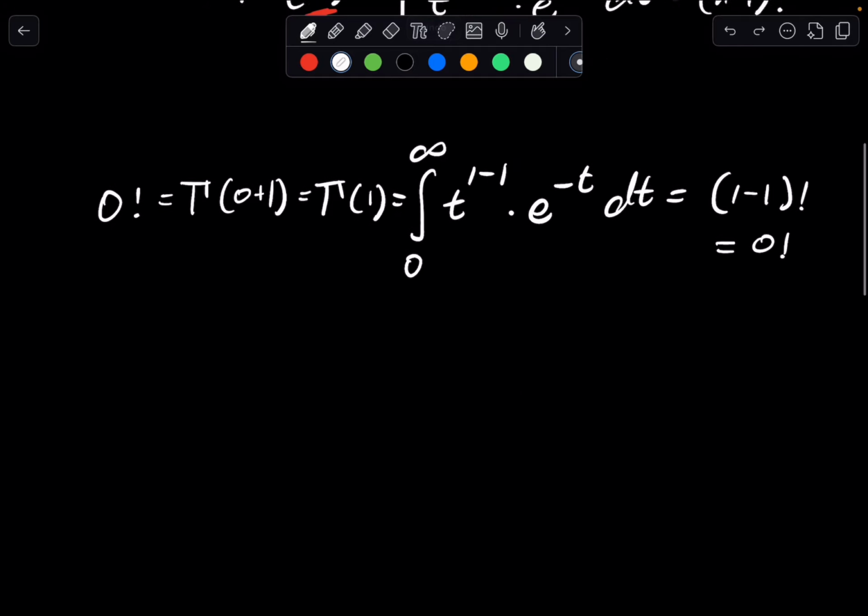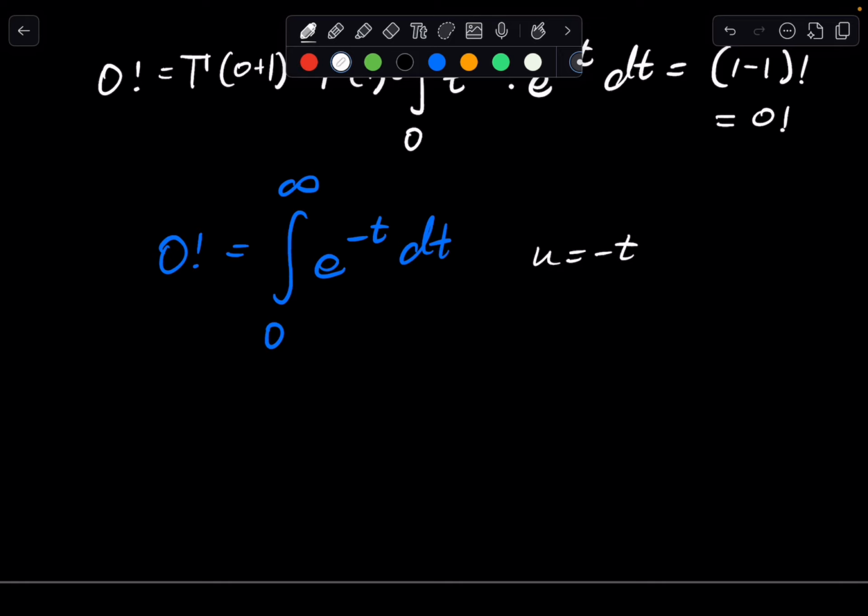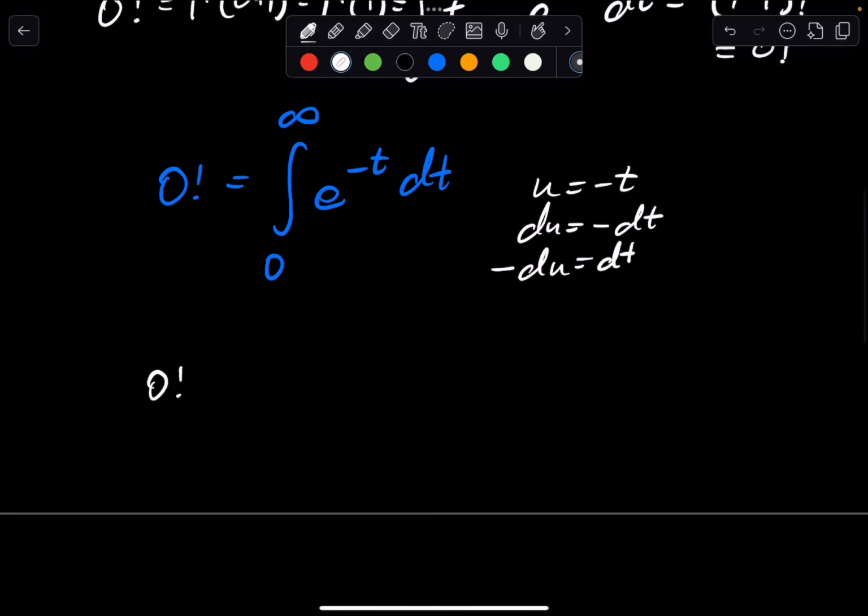Now let's analyze what we have. If we have to find 0 factorial, this is now equal to the integral from 0 to infinity of e to the negative t dt. Let's say u is equal to negative t. Then we can say du is equal to negative dt, and then we can solve for dt. Negative du is equal to dt. So we can say, ladies and gentlemen, 0 factorial is equal to negative e to the negative t, all bounded by 0 to infinity.